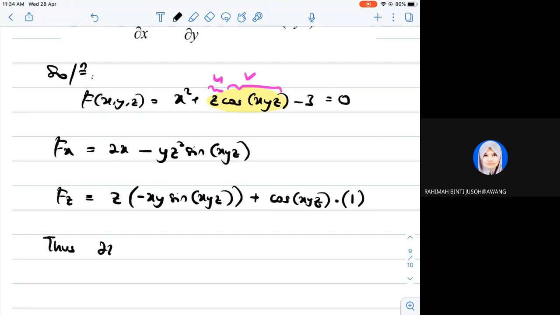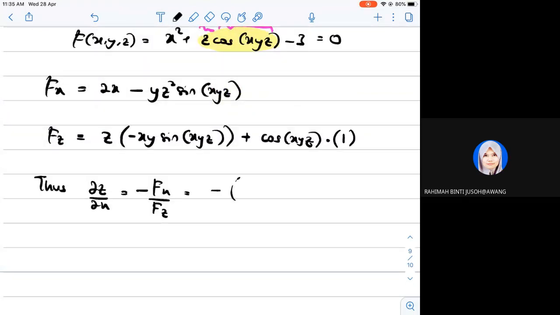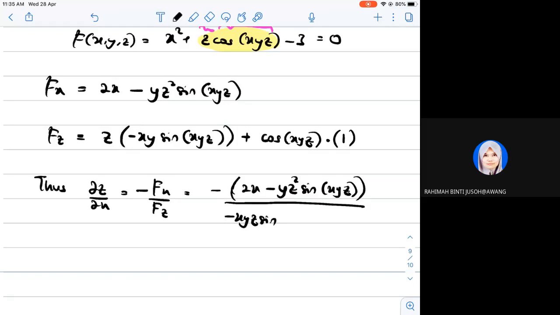Thus, del Z over del X equals to negatif, jangan lupa, Fx bahagi Fz. So, dapatlah negatif 2x minus yz squared sin xyz divides by, darablah, negatif xyz sin xyz plus cos xyz. Okay, dah settle.